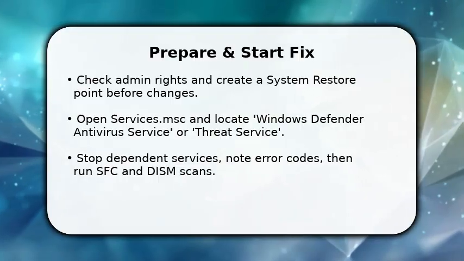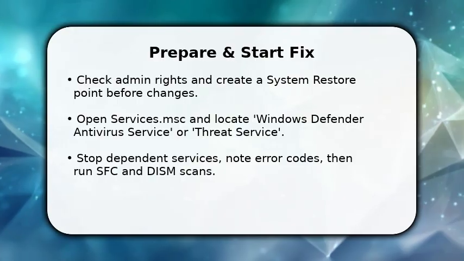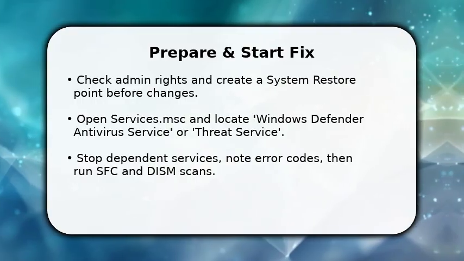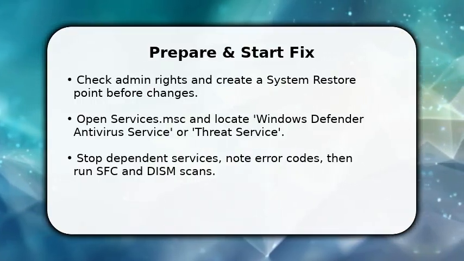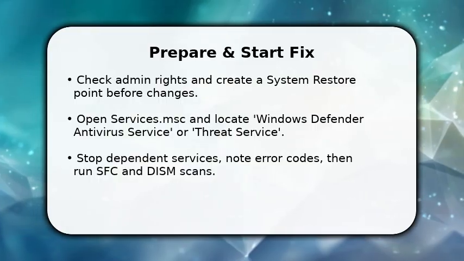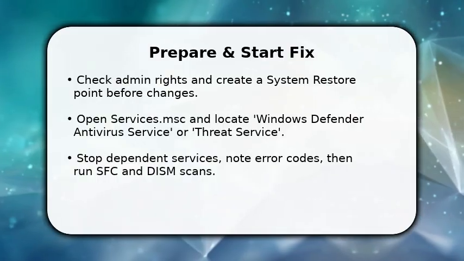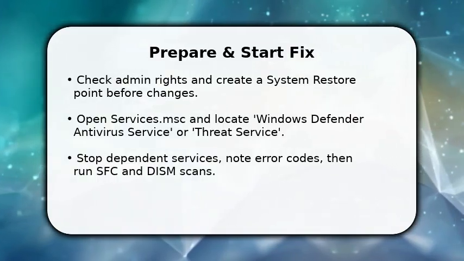You begin by confirming you have administrator rights and a recent restore point. This protects you if something goes wrong. Once done, open Services.msc and find the Threat Service or Windows Defender Antivirus Service to see status and dependencies. Make sure to stop dependent services first so you won't hit locks.